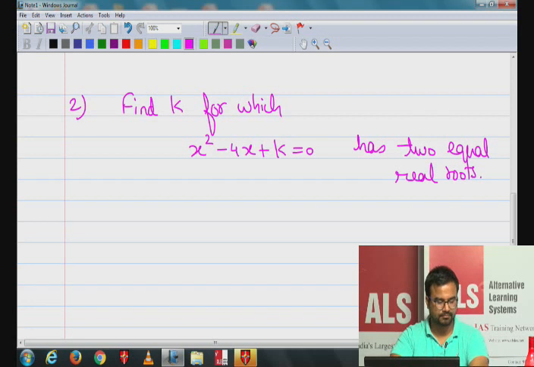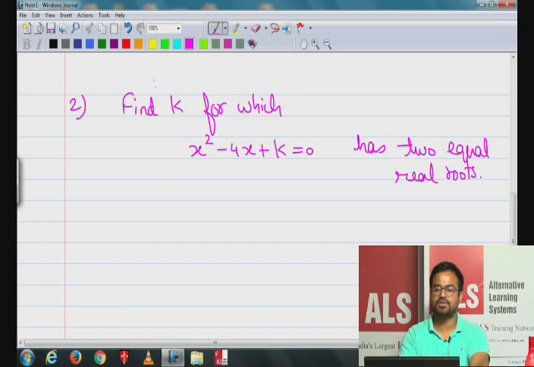Try this. So apply the condition for two equal real roots. That's correct, Itanagar. Perfect.